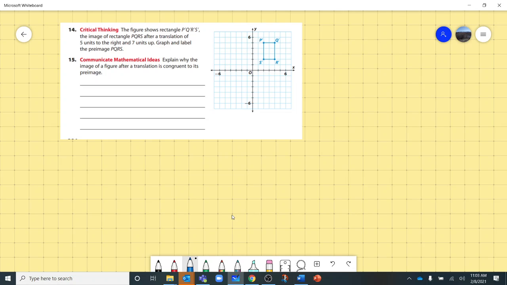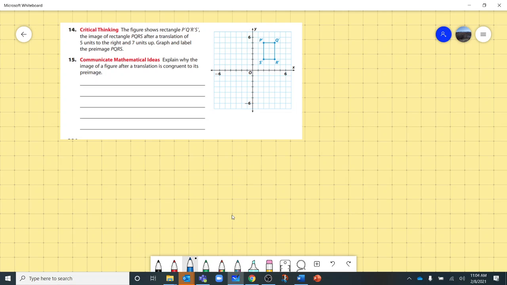All right, so we'll go through both of these. This is also from the book, page 284. So again, I'll know if you watch the videos because you'll have these ones right at least, right? The figure shows rectangle P, Q, R, S.